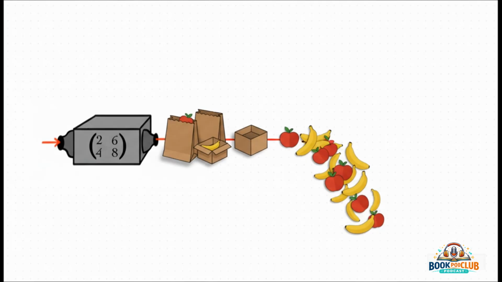I love this analogy. Think of that matrix as a machine. You feed it your inputs on one side, how many bags and boxes you have, and it churns through a calculation and spits out the results on the other side, the total number of apples and bananas.